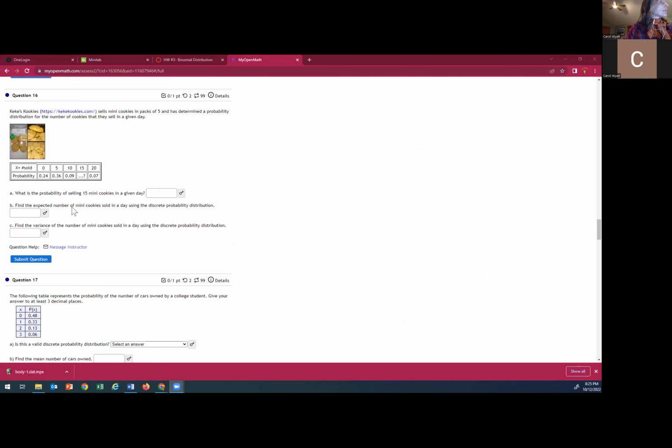To find the expected number for a discrete probability distribution, you take x times the probability. So the expected value is equal to the sum of x times p of x. That's a sum sign, which means add them all up.